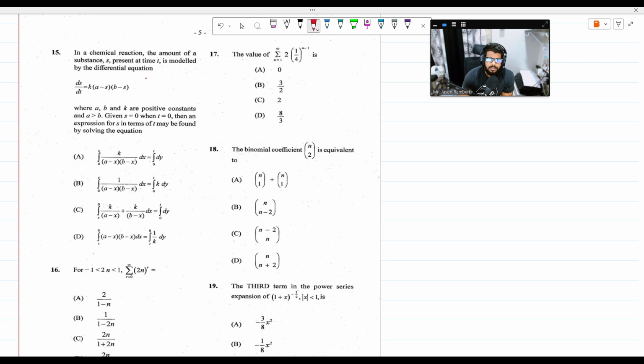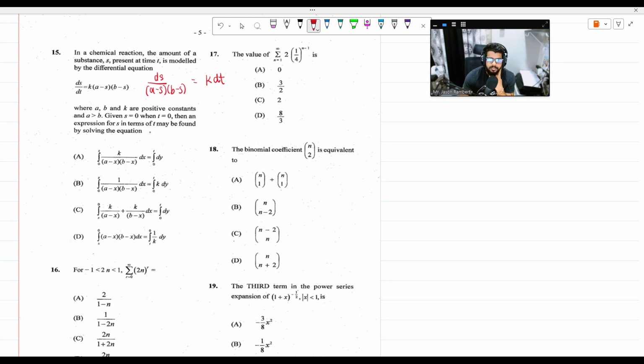If I bring all the S's next to the dS, it'll be dS over (A minus S)(B minus S) is equal to K dT. When I integrate both sides, the limits can't be these limits here, right? Because S is greater than 0, they say. They say A, B, and K are positive constants, and A is greater than B. They didn't say anything about the limits. Well, they say S is 0 when T is 0. Let me go ahead and see.